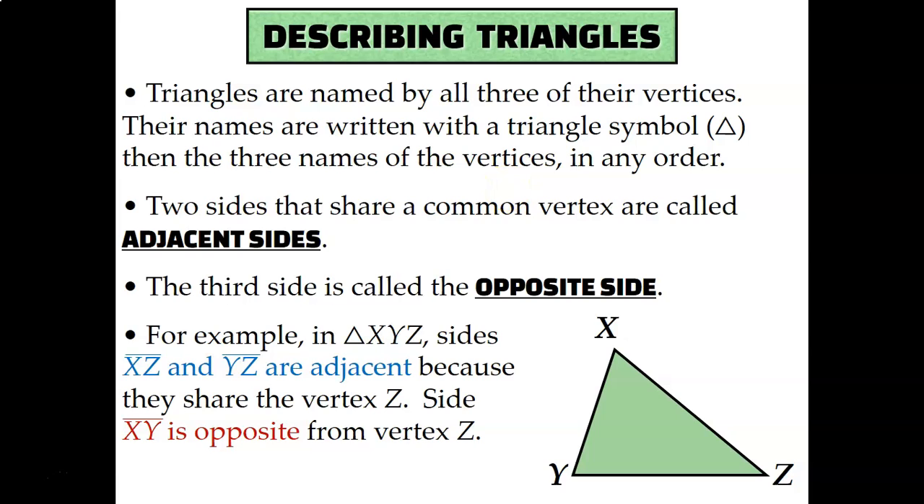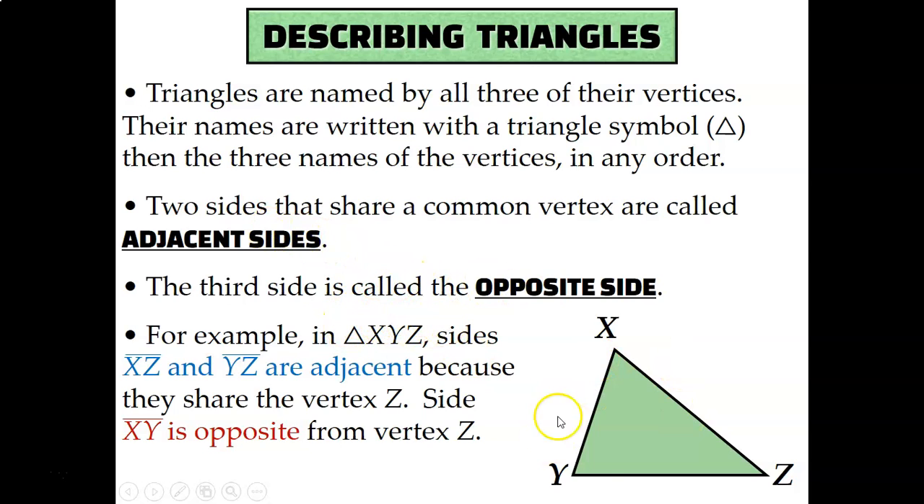Now let's talk about how to describe different parts of a triangle. We've seen before that in order to name a triangle, you have to write a triangle symbol and then the name of each of the vertices in any order that you want to. So for example, this triangle could be called triangle XYZ.